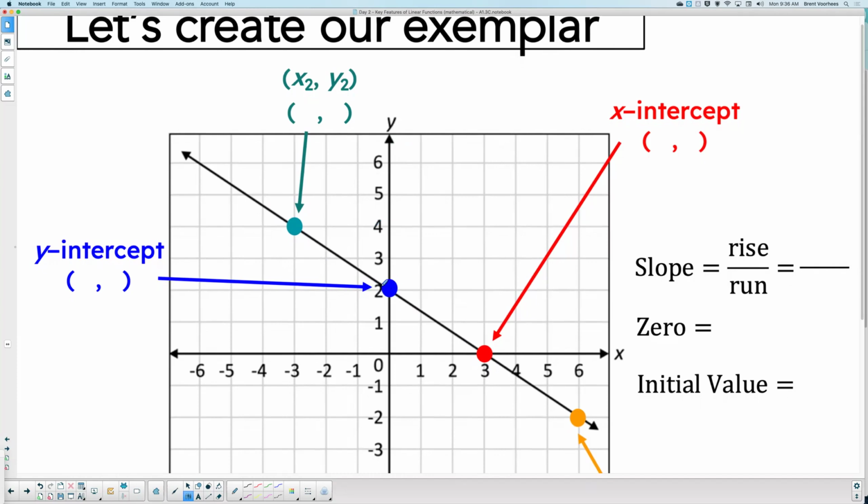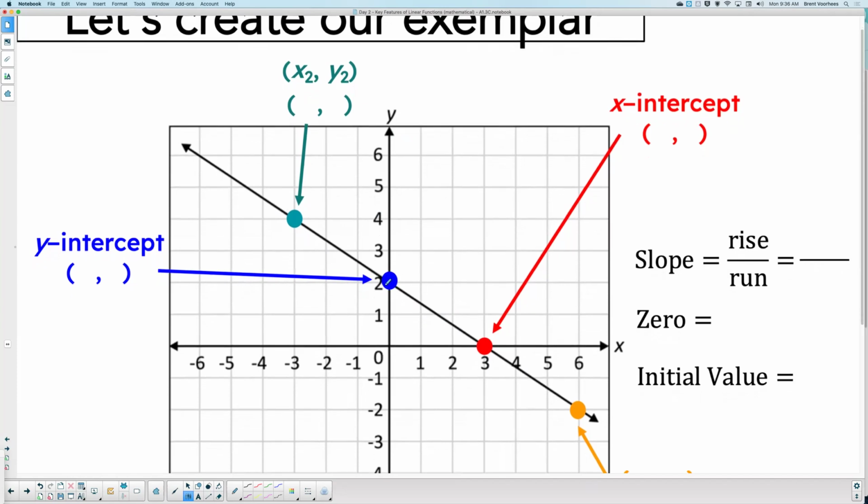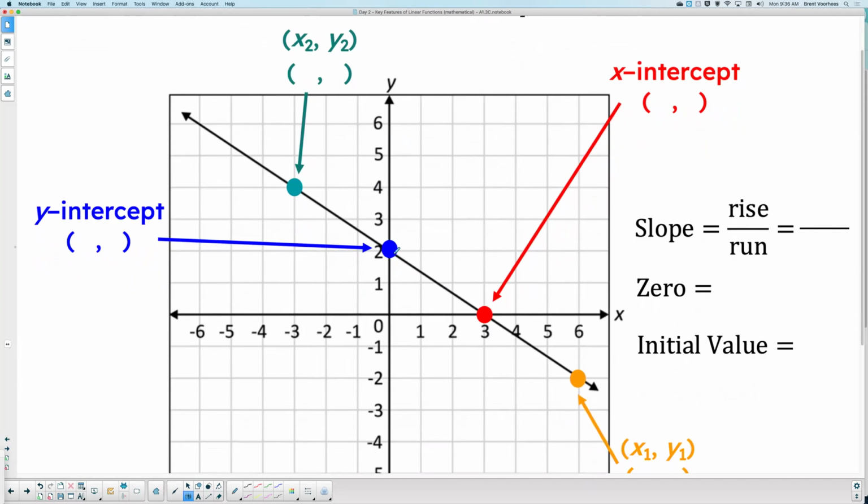So what would be the coordinates of this point right here? What would be the coordinates? The x value and the y value is what I'm asking. What would be the coordinates for that point right there? Okay, I hear 0, 2, and I hear 2, 0. Let's talk about which one do we write first, the x or the y value?